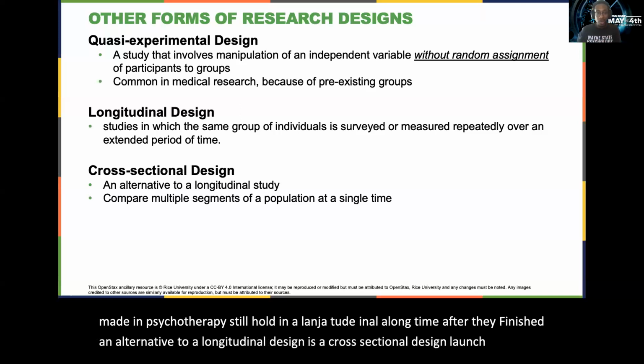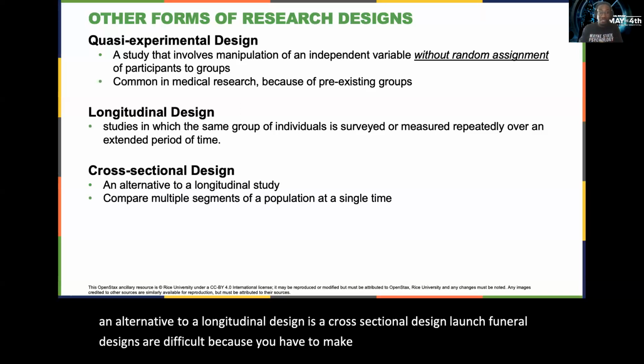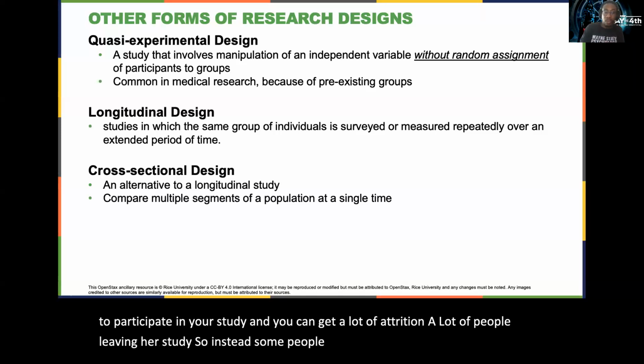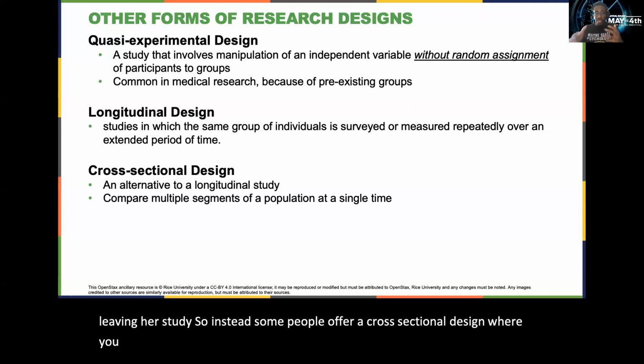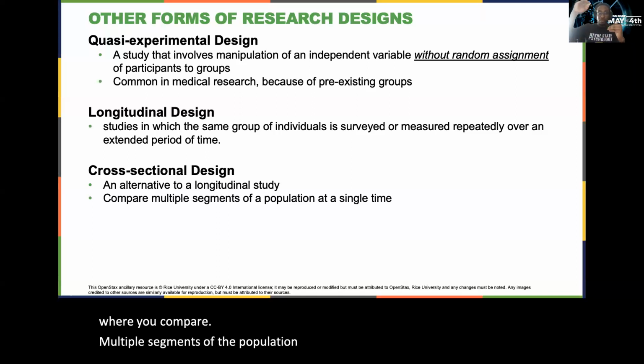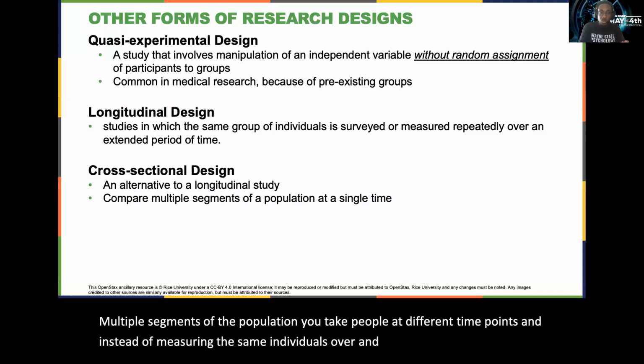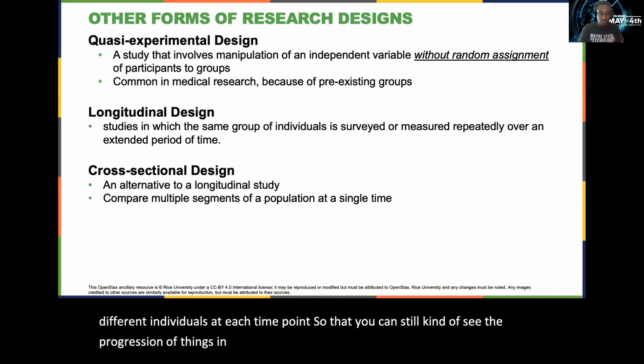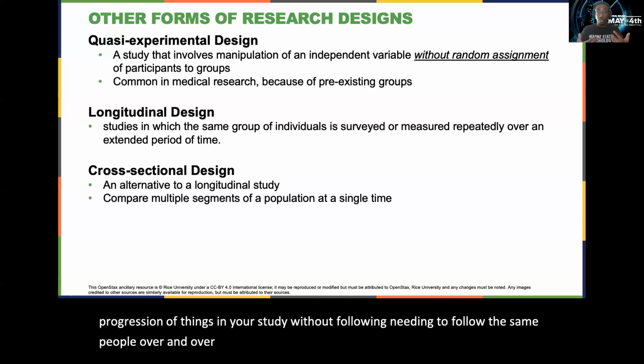An alternative to a longitudinal design is a cross-sectional design. Longitudinal designs are difficult because you have to make sure the same people come back to participate in your study, and you can get a lot of attrition, a lot of people leaving your study. So instead, some people opt for a cross-sectional design where you compare multiple segments of the population. You take people at different time points, and instead of measuring the same individuals over and over again, you measure different individuals at each time point, so that you can still see the progression of things in your study without needing to follow the same people over and over again. Much research, including my own dissertation research, follows a cross-sectional design.